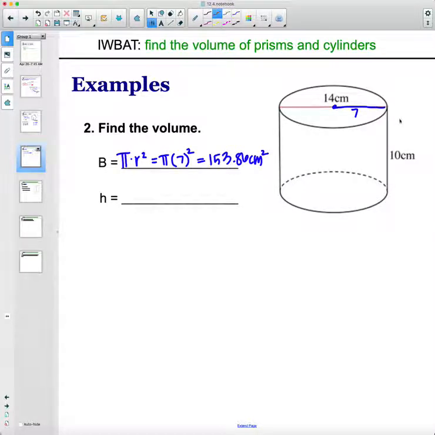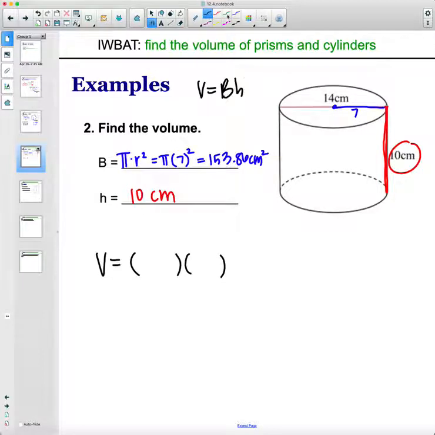Then the height of the shape, again, connects the bases. So how far apart are the bases? So 10 centimeters. Plug into the volume formula. So remember, volume is area of the base times the height. Area of the base in this one is 153.86. Height of the shape is 10. So the volume is going to be 1,538.6 centimeters cubed.